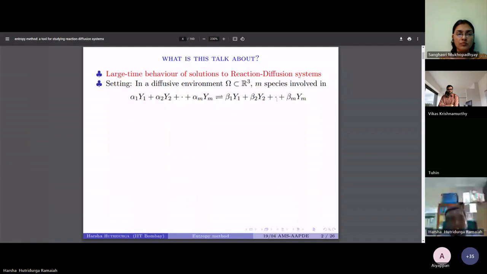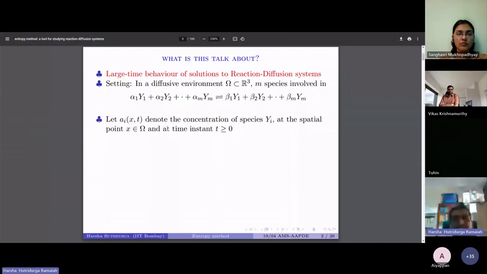Now, if you denote the concentration of the species yi by a sub i, which is a function of x and t variables, where x is a point in space and t denotes time. So ai denotes the concentration of the species yi. By that, I mean if you take any subdomain of omega and integrate out this ai in that subdomain, it essentially gives you the amount of that species present in that subdomain of omega. That's how these concentrations need to be understood at a given time t.